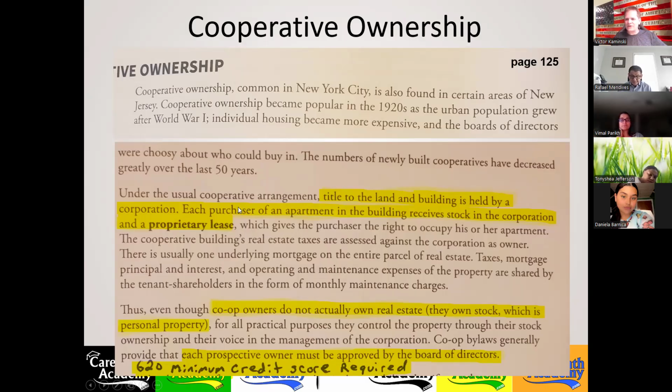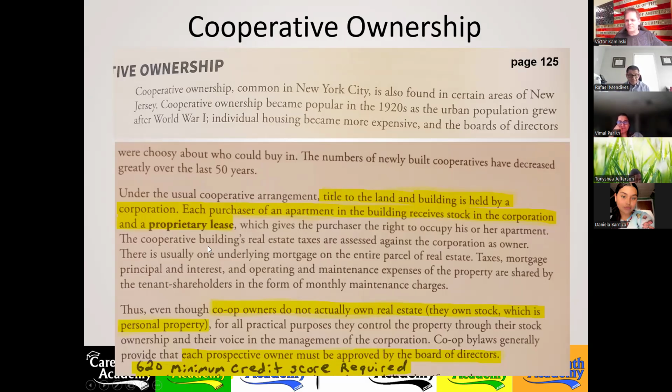The proprietary lease is just a fancy term for custom lease. They give you a custom lease that allows you to occupy the space that you're going to be living in when you buy stock in the corporation that owns the real estate. Now, your guests aren't going to be able to tell the difference whether you own a condo or a co-op when they come to visit you.